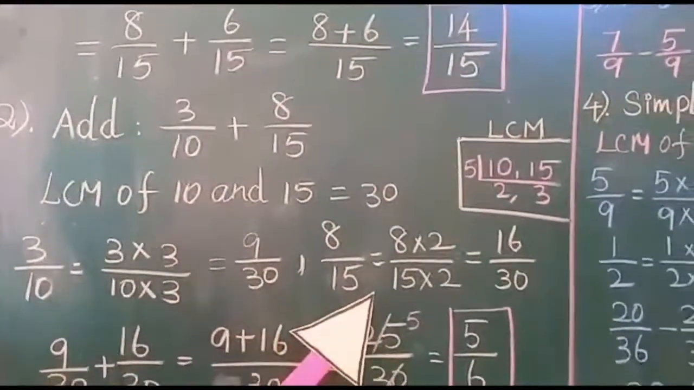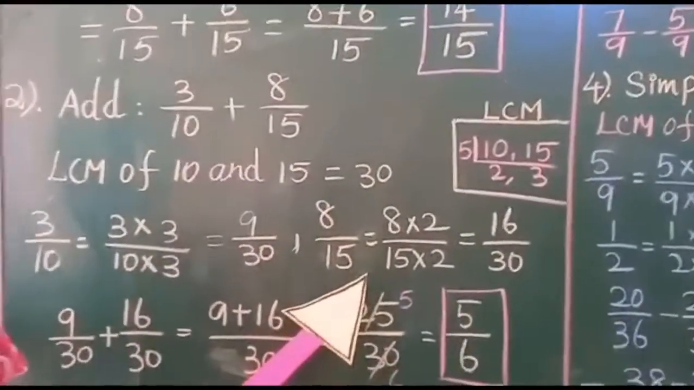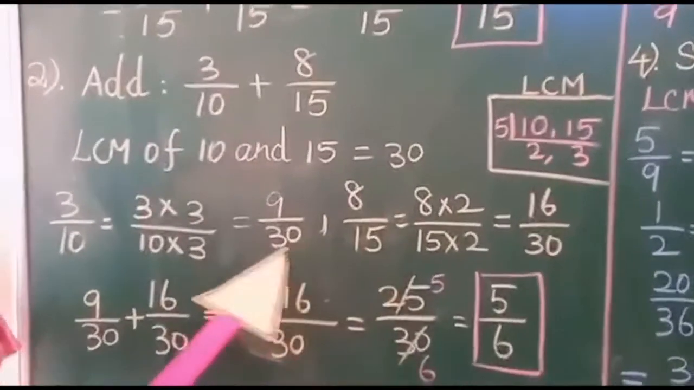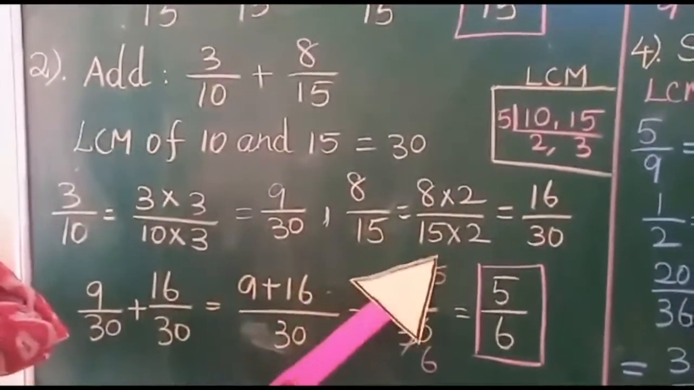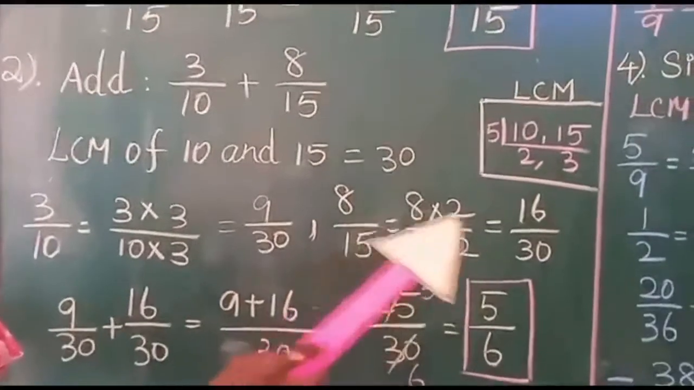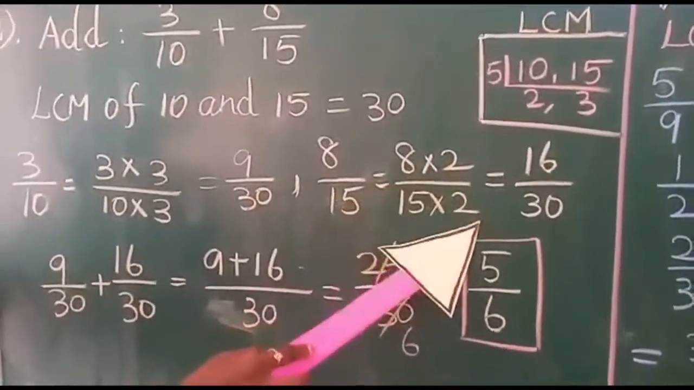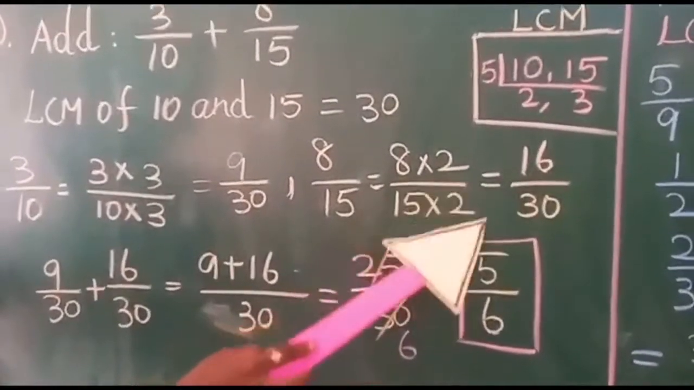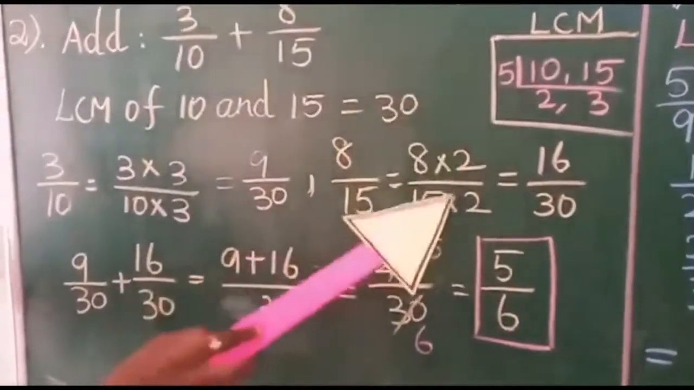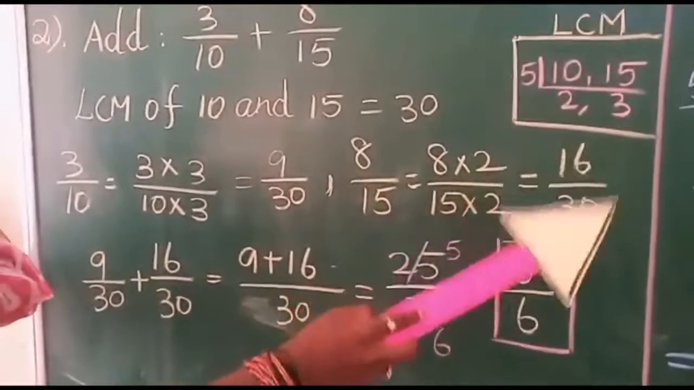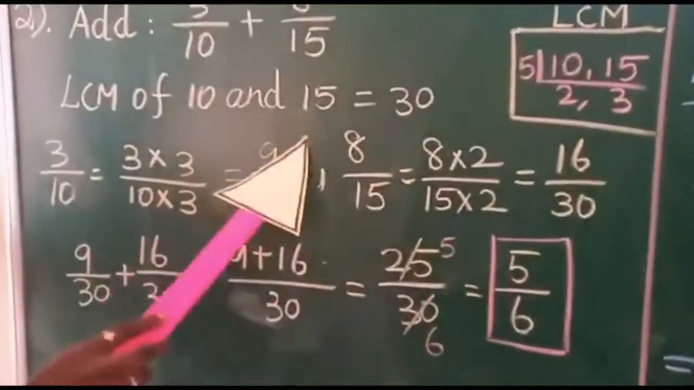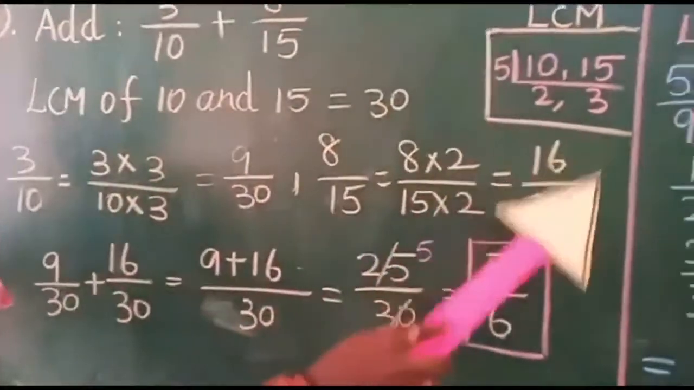So in this 8 by 15 also, we have to equalize the denominator, which is 30, right? So how can we do? Which number can we multiply with 15? It will be a 2. Yes, 15 into 2 is equal to 30. That 2 should be multiplied with the numerator. So 8 2s are 16. 16 by 30. Now 9 by 30, 16 by 30.